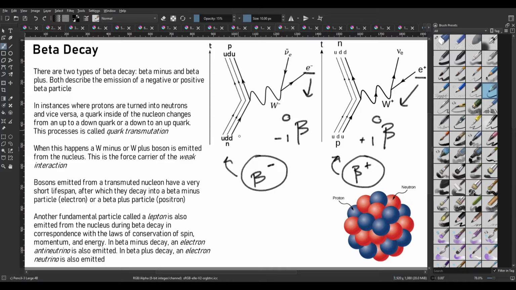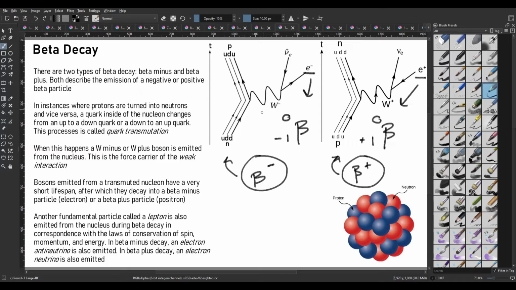They just show a difference between time and space as time goes forward. It's almost like a visual function. It's a representation of an equation, but we don't need to know how these work. We just need to know that this is the particle exchange that's happening. And in instances where protons are turned into neutrons and vice versa, a quark inside of the nucleon changes from an up quark to a down quark. And this process is called quark transmutation.